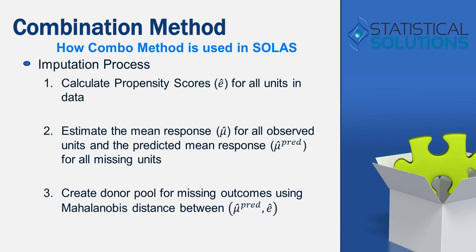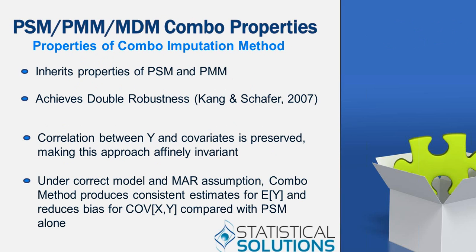Now, moving on to the properties of this combination method, it inherits the original properties of the propensity score and the predictive mean matching method as we discussed before. But seeing as we're taking two separate approaches, a modeling approach and a matching approach, we can achieve double robustness, which is the combination of two approaches. We can achieve double robustness, and this is explained very well in a paper by Kang and Schafer in 2007.